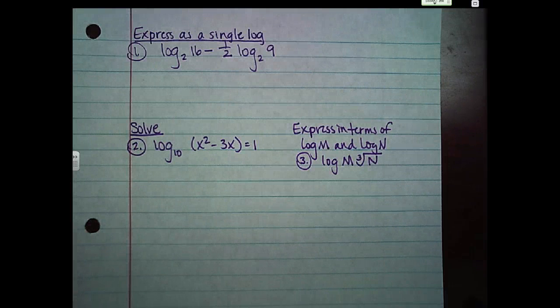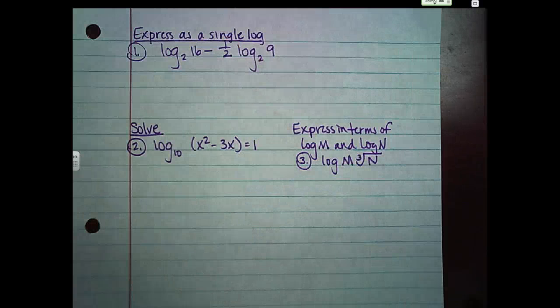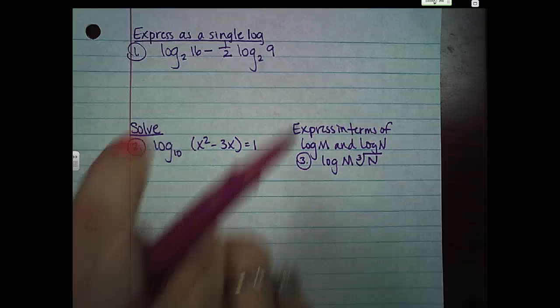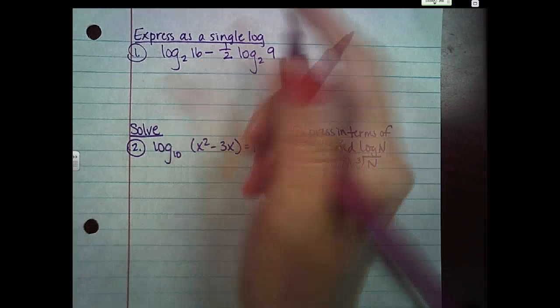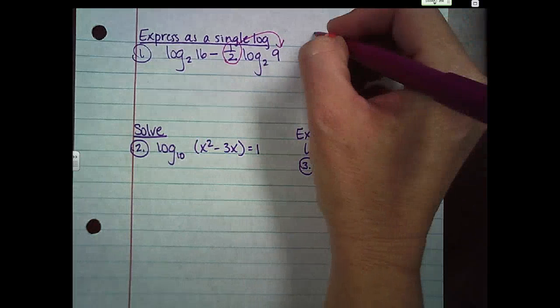Okay, so the first one says express as a single log. So guys, you'll notice that it's written as log and another log. So I want my answer with just 1 log, that's it. Okay, so think about your properties. Minus means division, but first you want to take care of this 1/2, and it becomes the exponent. We talked about this yesterday.